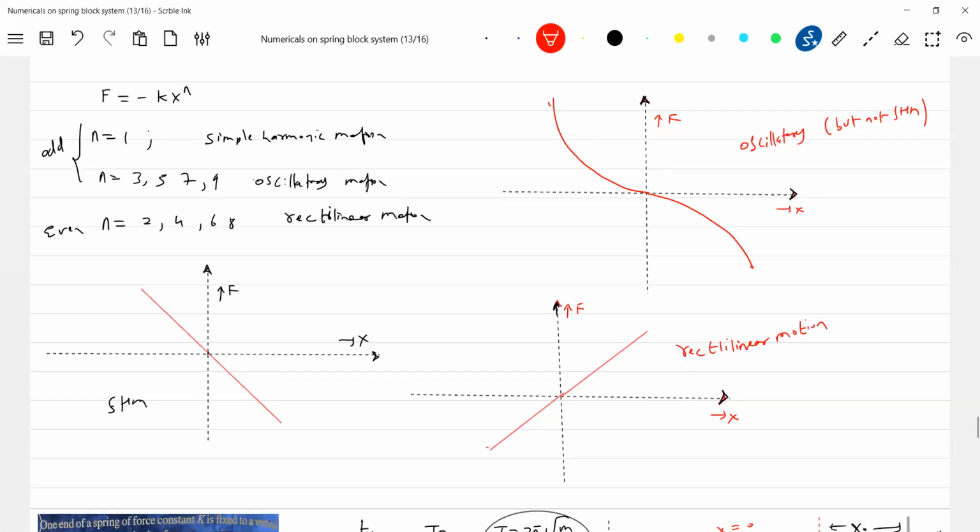Don't just say straight line. You have to look at the force acting on the body. If it satisfies this graph or this equation F equal to minus kx, it's SHM. If it is like this, it's not SHM, but will be oscillatory. If it is like this, then it'll be rectilinear motion, no question. So this will be unstable equilibrium. Here it will be stable equilibrium. So the body will execute SHM about the stable equilibrium position.